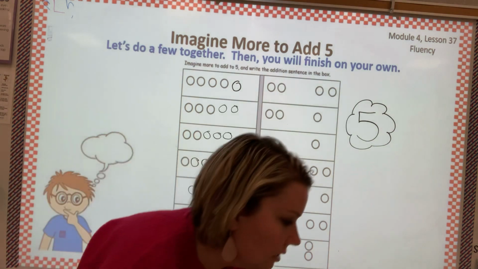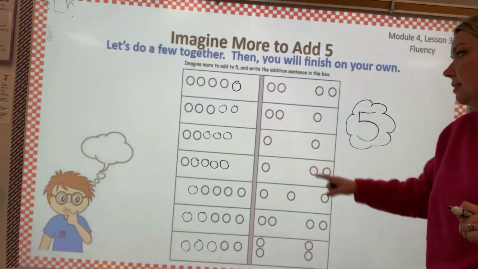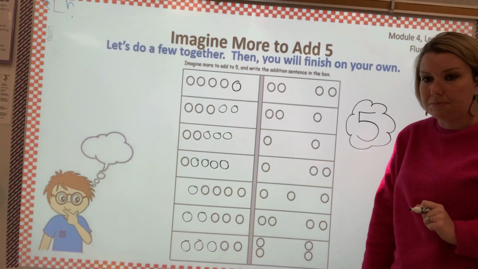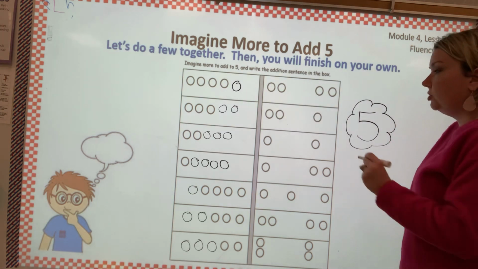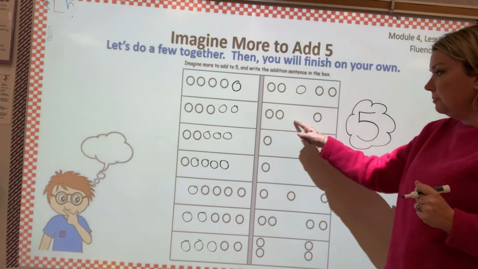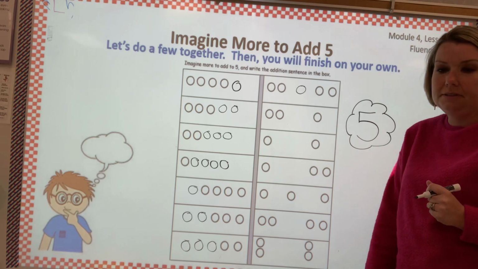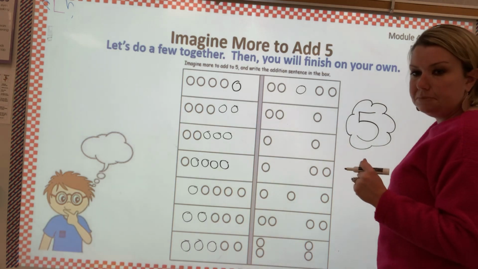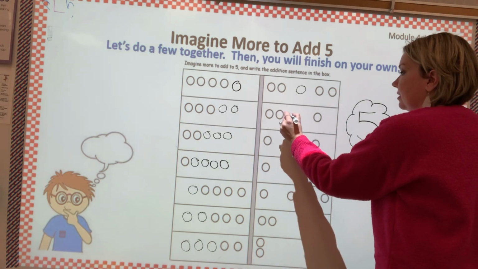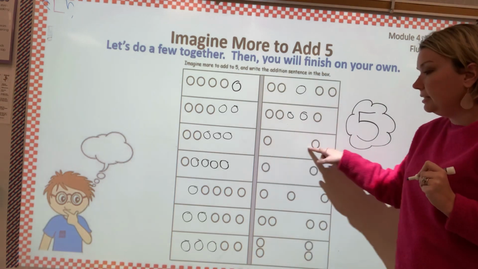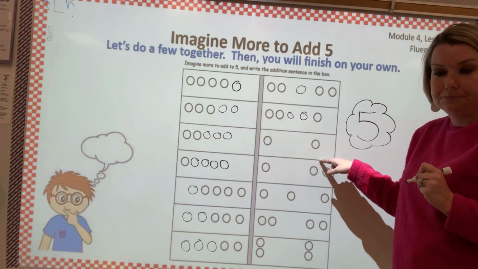Okay, quickly hold up your fingers and tell me, how many more do I need to make 5? Use one of the strategies we just talked about. And tell me, how many more do I need? Good job. 1. I only need 1. Quickly, how many more do I need to make 5? Hold up your fingers. Good job, Ari. You're focused and paying attention. 3, or 2, I'm sorry. I have 3, we need 2. How many more do I need to make 5 for this picture?